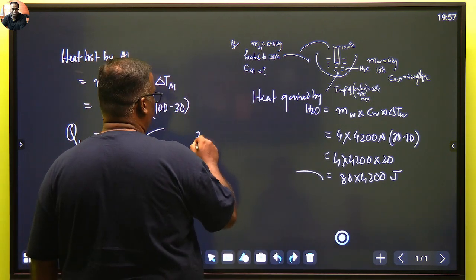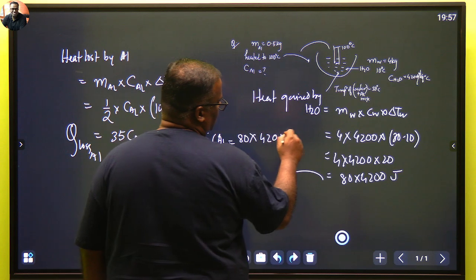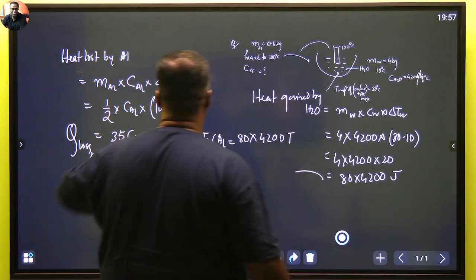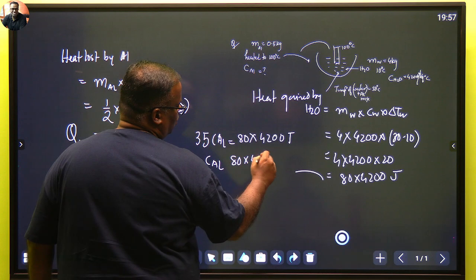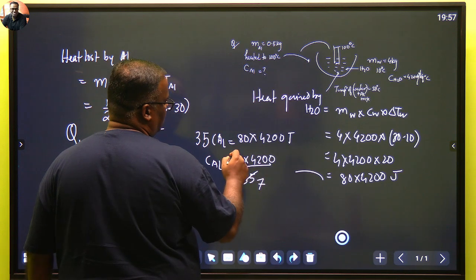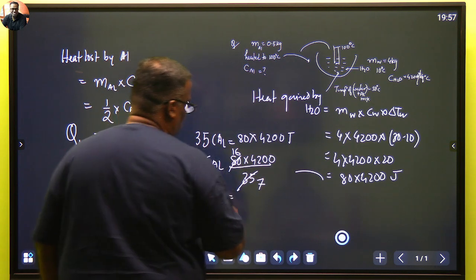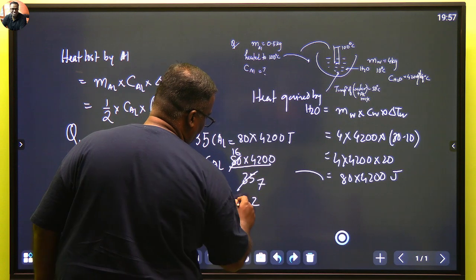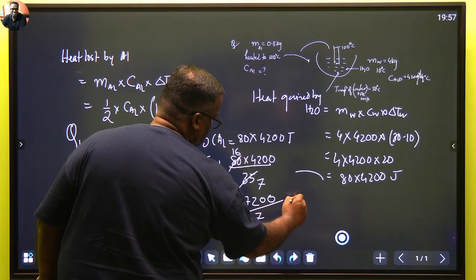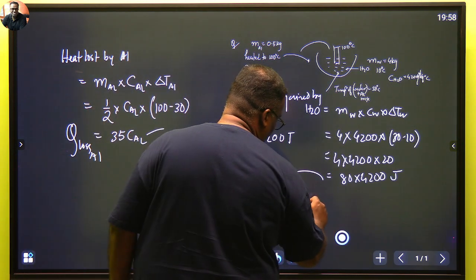So if we equate them, we find 35 times C of aluminium should be equal to 80 into 4200 joules. So C of aluminium, half into 70, that is 35. See, 80 into 4200 divided by 35. How much will it be? 5 7s are 35, 5 1s are 5. 16. And then if we do it, 16 2s are 32, 2, 3 carry over, 16 4s are 64 plus 3, 67. 0 0 divided by 7, 7 9s are 63, 32, 7 4s are 28, 40, 7 5s are 35.